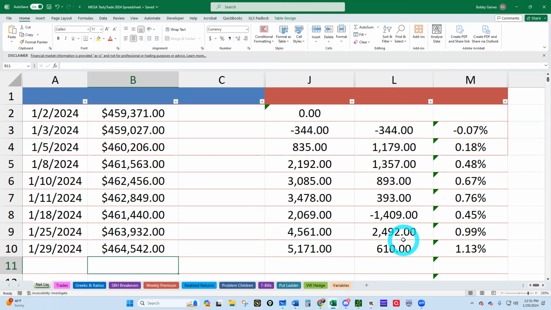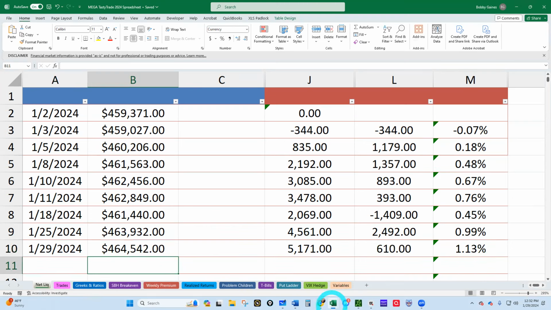Look at us, y'all. We made $610 from the last time we were here, and we are up $5,171 on the month. Yes. So now remember, we're trying to get 2% a month. But we're not built up yet.